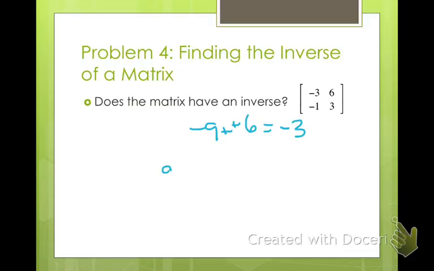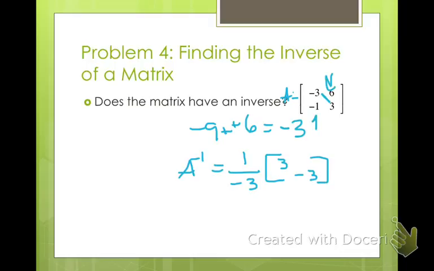So to find our inverse, we found the determinant. So let's just call this A. Our inverse is 1 divided by our determinant, -3, and then you take your matrix, you switch A and D places, so now we have 3 and -3, and then you change the signs of B and C. So this becomes +1, this becomes -6. So that is our inverse matrix.